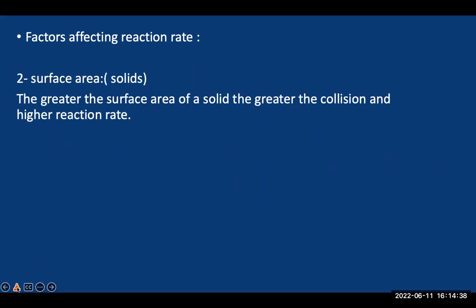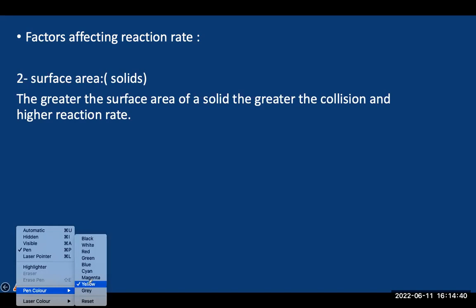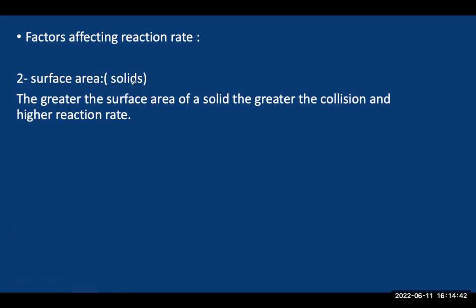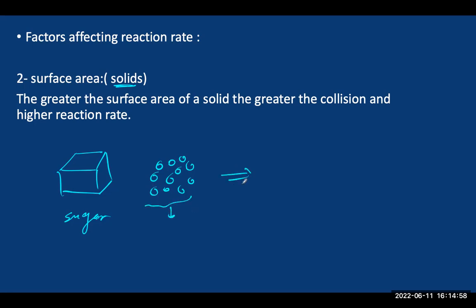Second, surface area. When we are talking about surface area, we talk about solids. Let's take an example here. We will take a piece of solid, let's say sugar. Again, we will take the same amount, but in pieces. And we will take the same amount, but as powder.